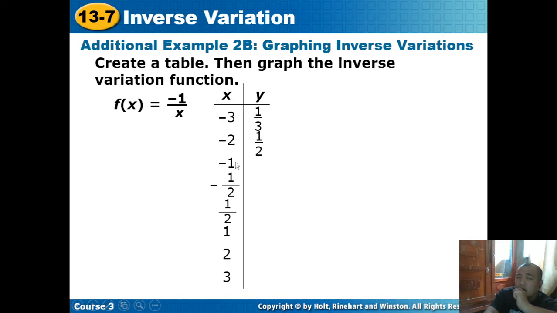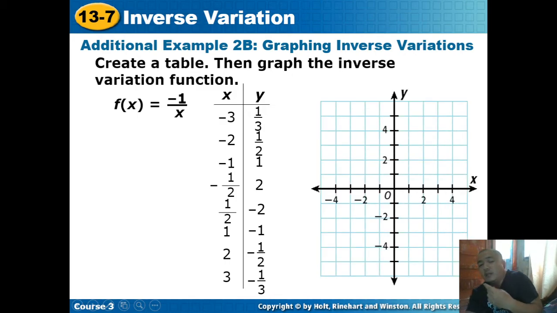Negative 1 divided by negative 1 is 1. Negative 1 divided by negative 1 half is 2. Negative 1 divided by 1 half is negative 2. Negative 1 divided by 1 is negative 1. Negative 1 divided by 2 is negative 1 half, and then negative 1 third. Plotting the points.